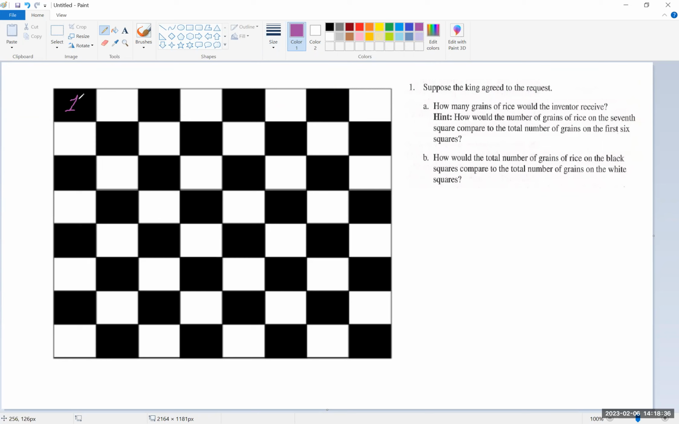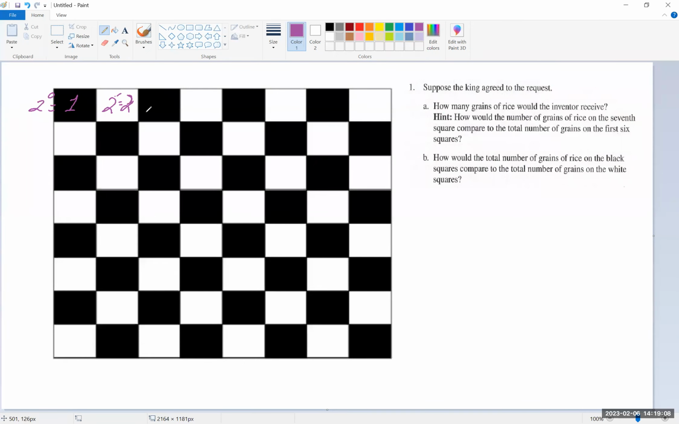There's one rice. Then in the second box, it's going to be 2 to the 0, which is going to be actually 2 to the first power, which is 2. Okay, let me go ahead and adjust that. This would actually be 2 to the 0 power.